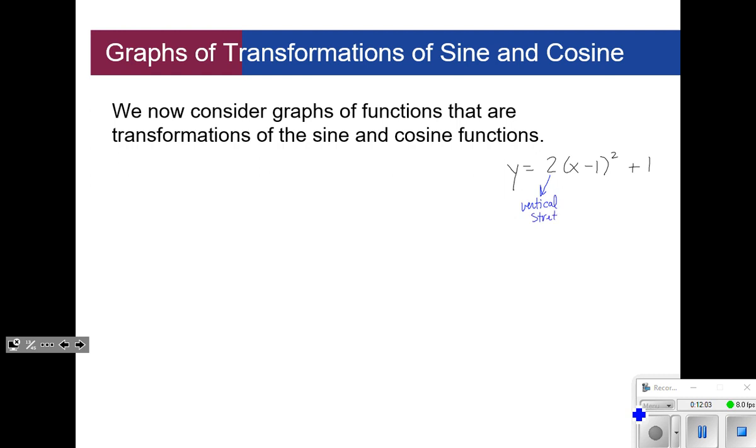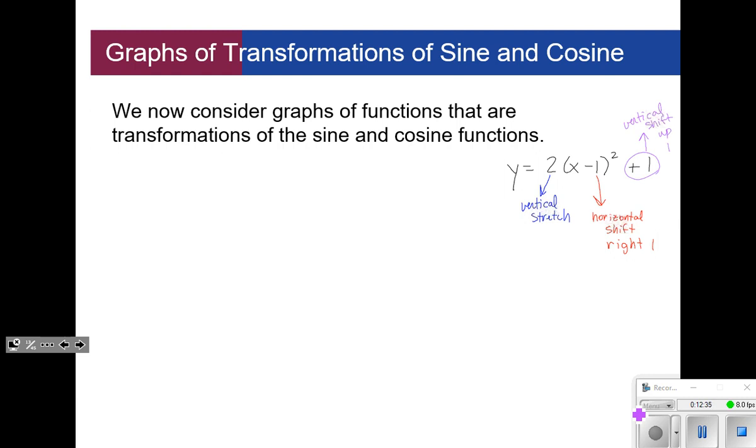Okay, we know that this is a horizontal shift, and this is a shift right. We would go right 1 in this case. This plus 1 right here is a vertical shift up 1. It's the same thing with these.